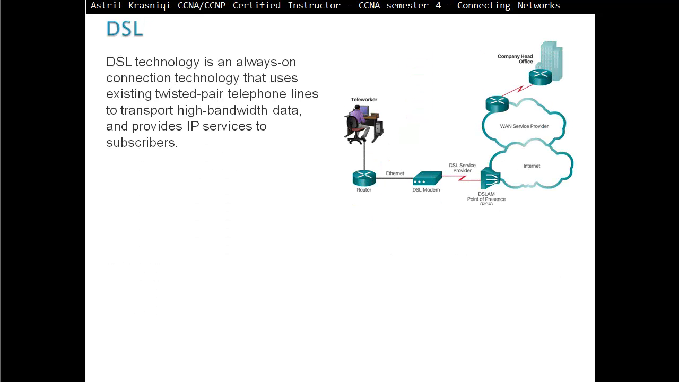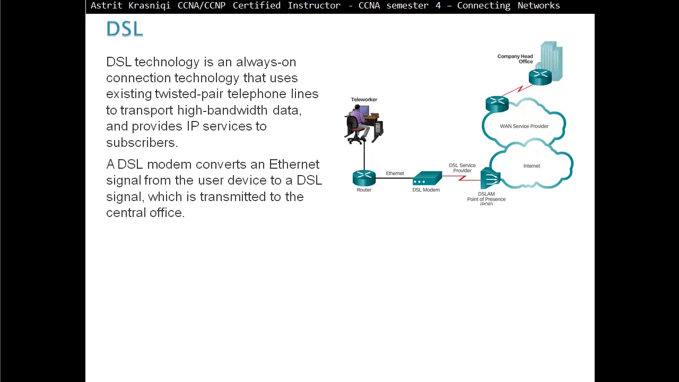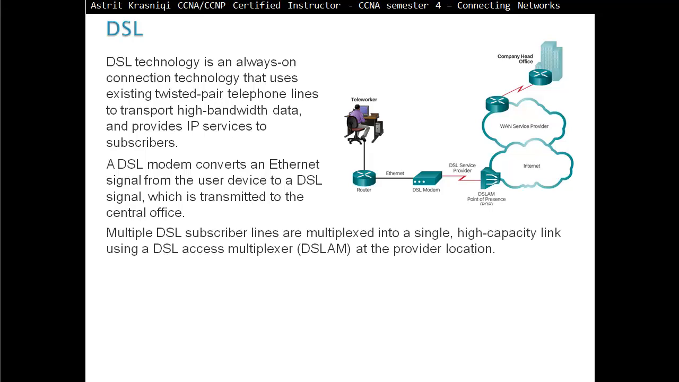DSL technology, or Digital Subscriber Line technology, is an always-on connection technology that uses existing twisted pair telephone lines to transport high bandwidth data and provides IP services to subscribers. A DSL modem converts an Ethernet signal from the user device to a DSL signal which is transmitted to the central office.